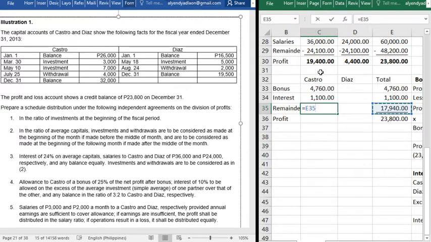So to compute, 17,940 times 3 over 5, that is 10,764. And for Diaz, we have 17,940 times 2 over 5, that is 7,176. So to compute, we have the sum of 4,760, 1,100 and 10,764, and then we have 7,176. So this is the profit allocation of Castro and Diaz.